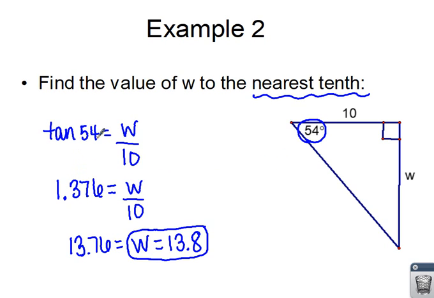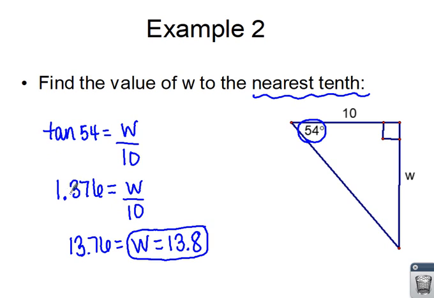Okay, so when you do tangent of 54, I want 3 decimal places. It will change your answer. Because if you would have said 1.4 here and then multiplied by 10, you get 14 and not 13.8, and that's enough that could crash a machine in a factory. So we need to watch that kind of thing.